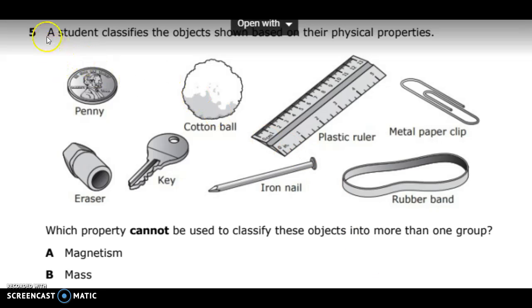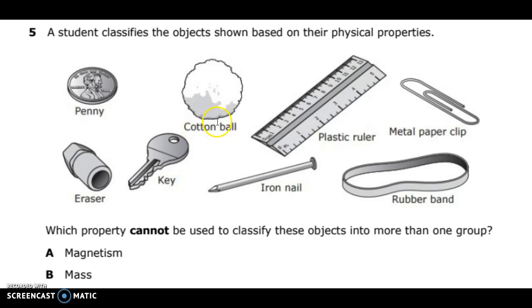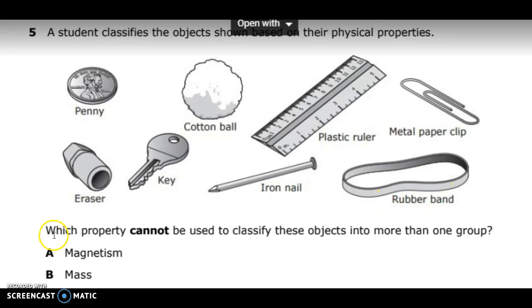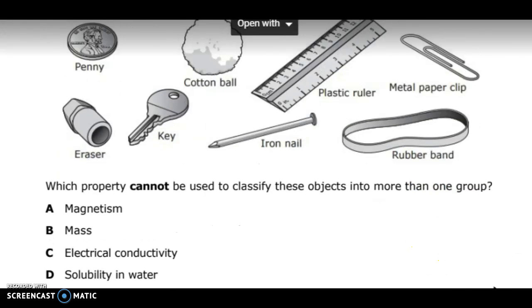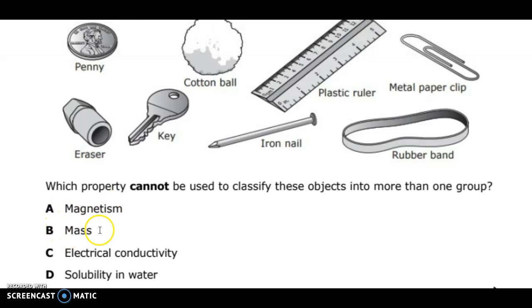Question 5. A student classifies objects shown based on their physical properties. Penny, eraser, key, cotton ball, iron nail, plastic ruler, metal paperclip, rubber band. Which property cannot be used to classify these objects into more than one group? A. Magnetism. B. Mass. C. Electrical conductivity. D. Solubility in water.